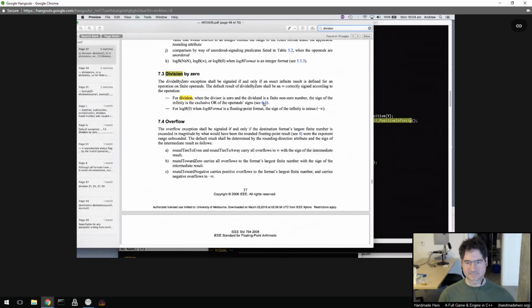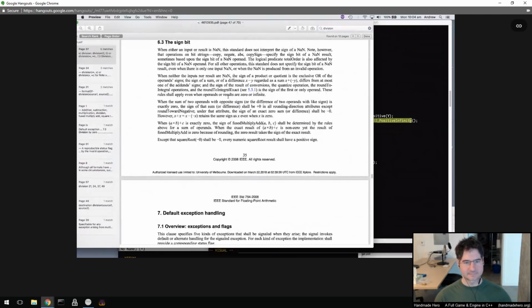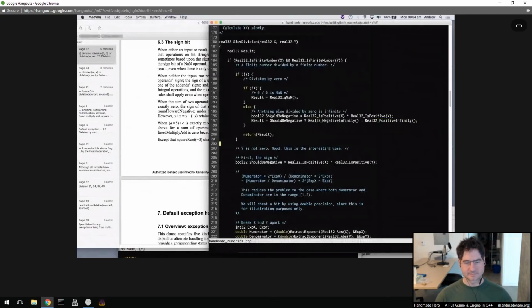Let's go to that section, because this section explains all the sign bit. So if you like, that's division by 0. That's an exception case, and imagine that there's a little bit of code here. This here is the code that does division.